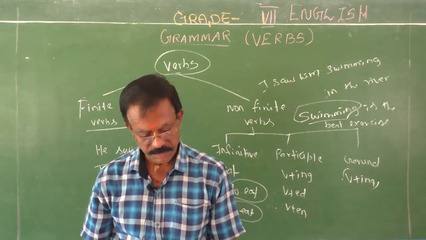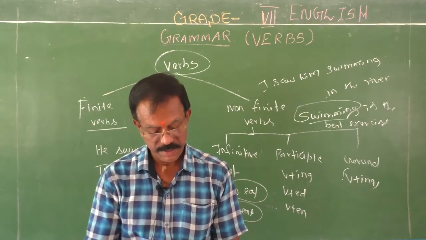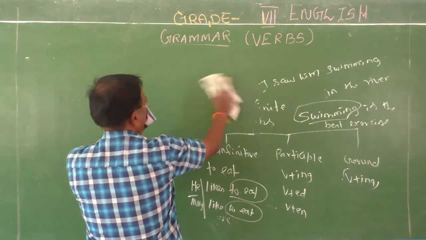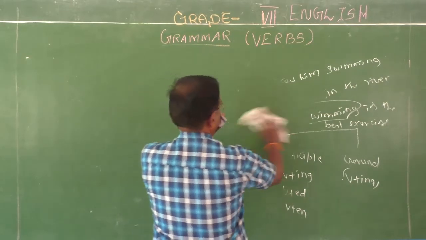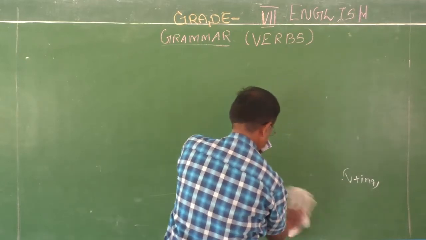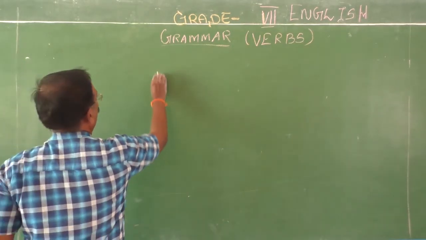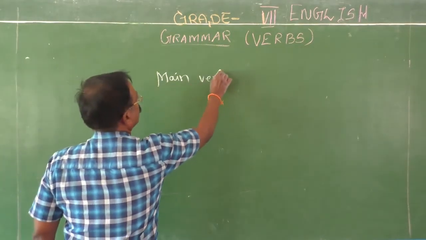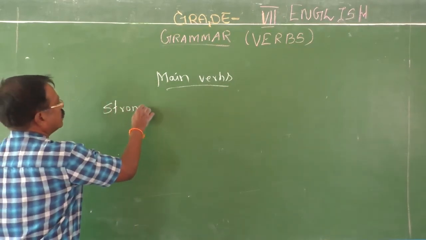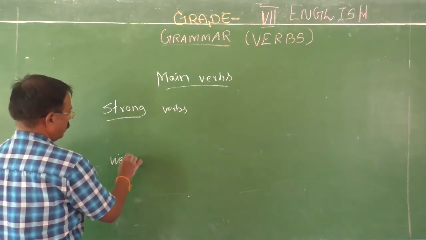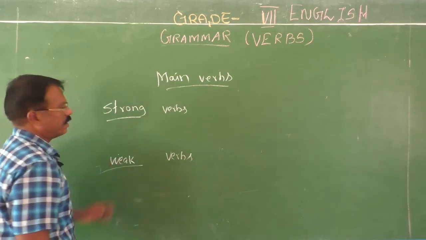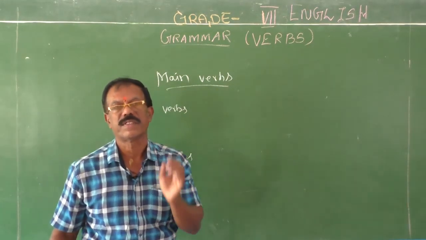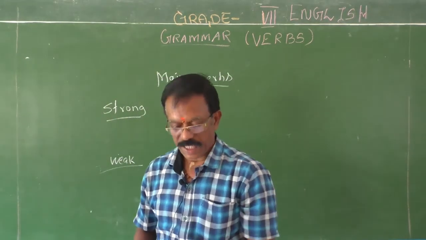Then strong and weak verbs, I will explain strong and weak verbs. Main verbs are further classified into strong and weak verbs. Strong verbs get their past form by changing the inside vowel. Such verbs are called strong verbs. They get their past form by changing the inside vowel. They are called strong verbs.